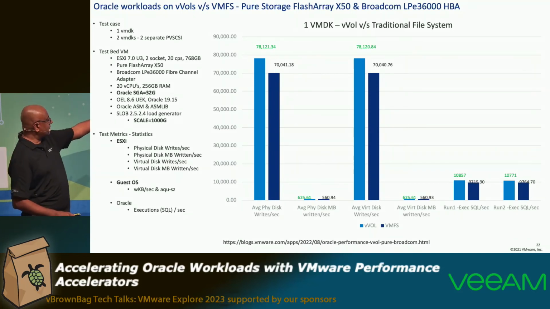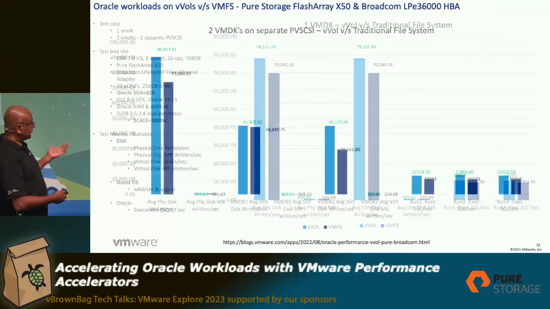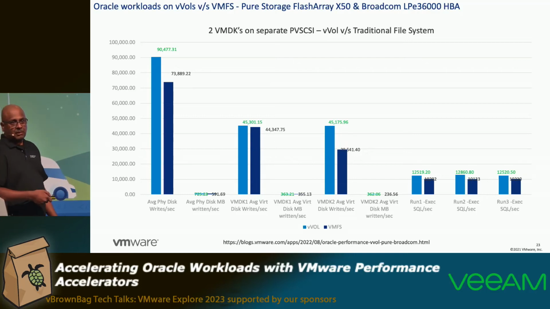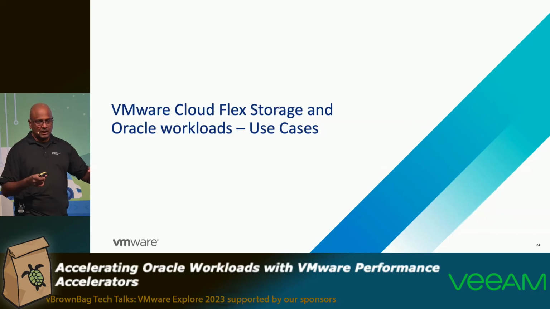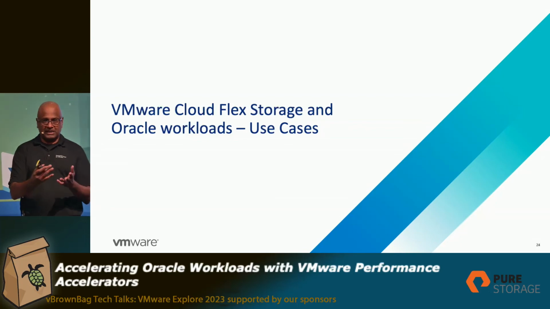And the numbers I got from vVol were great. 78K versus 70K. So I am getting better performance from a vVol. Again, if I had to do 2 VMDKs on PV-SCSI, my performance numbers increase here. And so far we saw performance improvement on the guest operating system, because there are a lot of fixes that engineering is going to do. We saw vVol versus VMFS, and you saw me advocating vVol, and you'll probably see me advocating vVol in the next session after this.